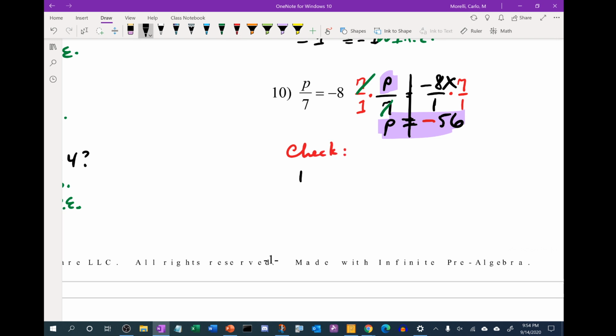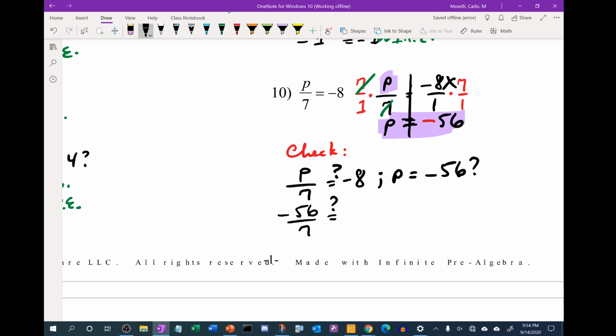Is it true that p over 7 equals negative 8, where p equals negative 56? Is this true? Well, I don't know. Substitute and find out. That's what I say. So I'm going to substitute negative 56 for p. And we're going to write negative 56 divided by 7 equals negative 8, question mark?